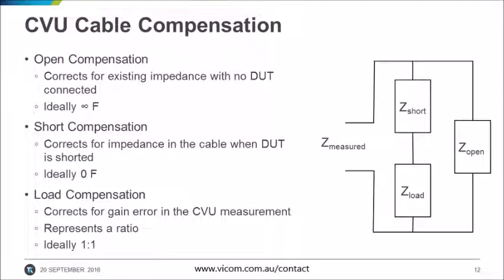Load compensation is trickier to run as it requires a load which is calibrated over the entire frequency range of the meter. It is performed with this load in place of the DUT and is used to compensate for any nonlinearity or gain in the actual measurements. When selecting cable compensation to be performed during the test, any compensation that is not used will use the ideal value. Ideally, open compensation will be infinite farads. Ideally, short compensation would be 0 farads, and ideally, load compensation would be a 1-to-1 ratio.